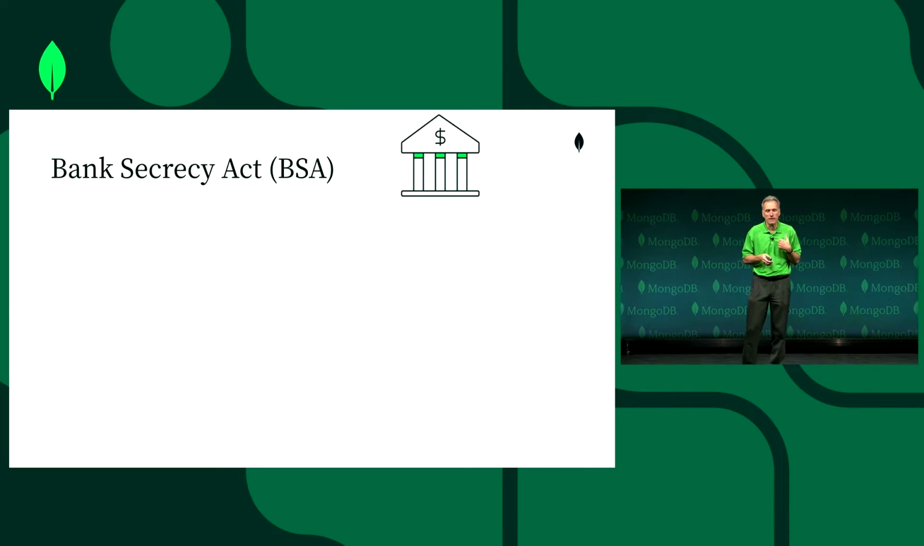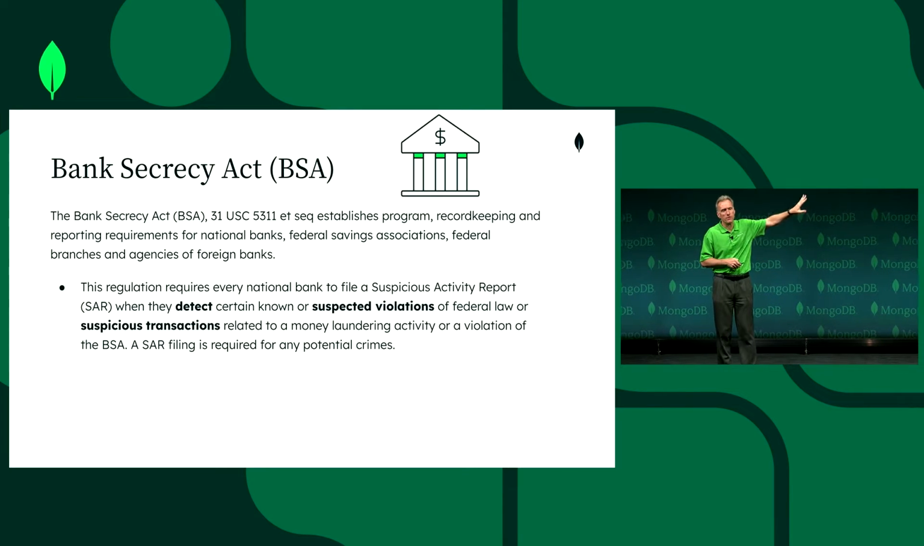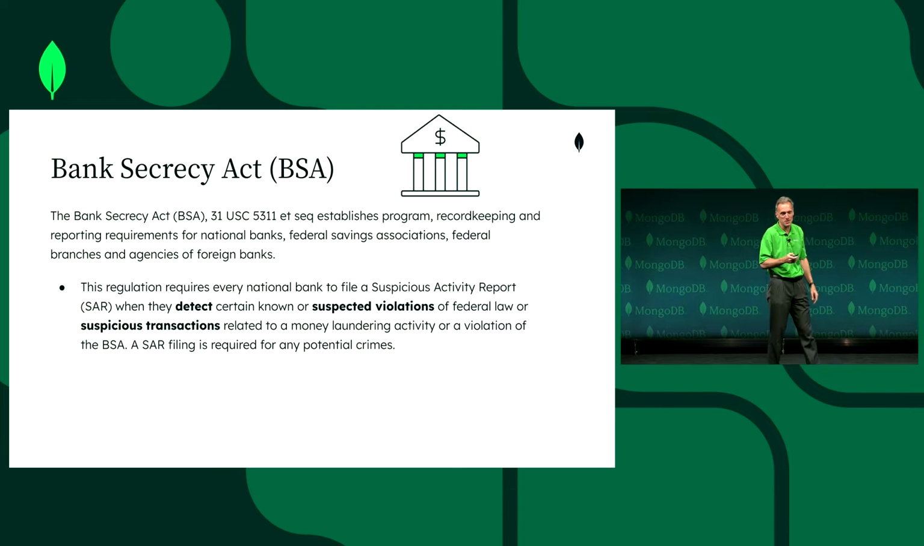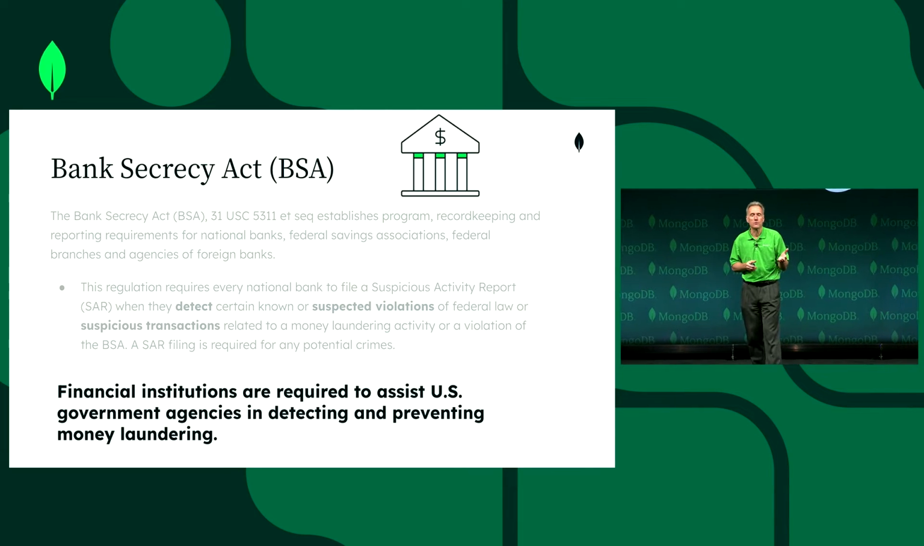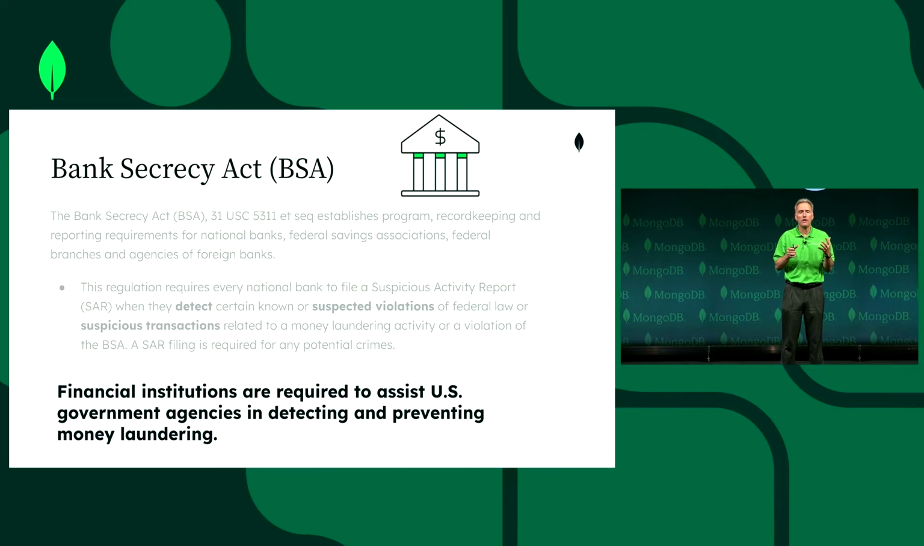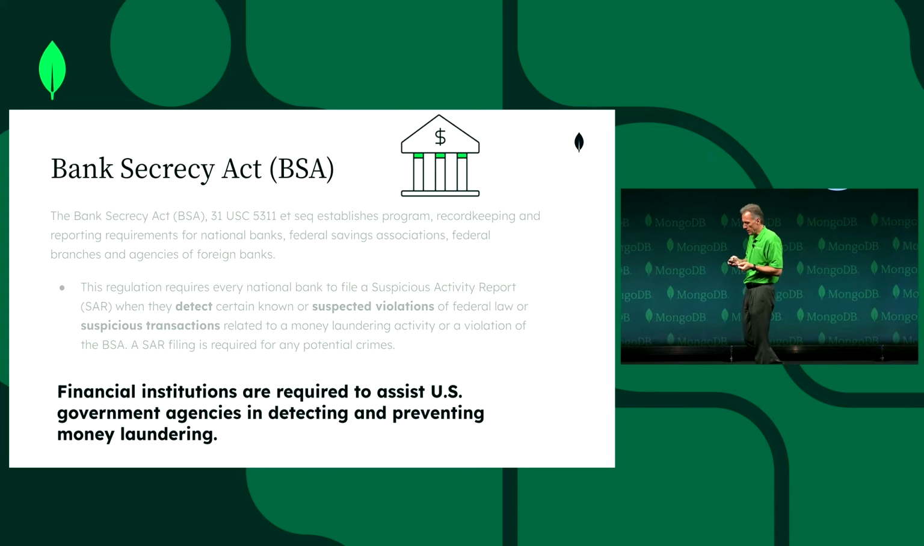One example is the Bank Secrecy Act. This is some of the text of the act. Obviously, I'm not going to have you read this, especially after lunch. In simpler words, it means that financial institutions are required to assist the US government in detecting and preventing money laundering.